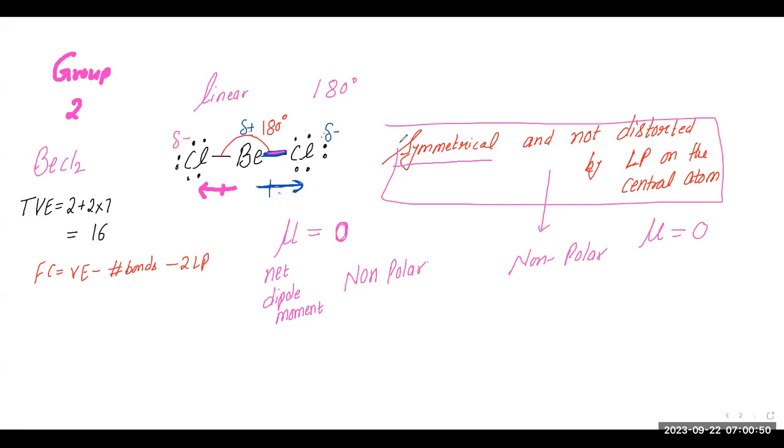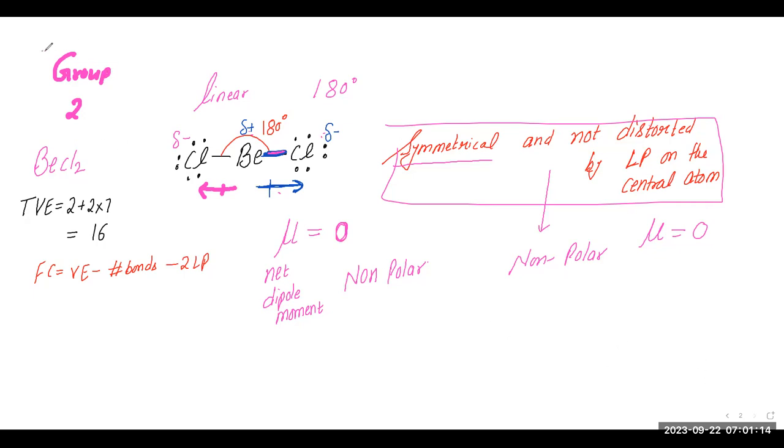So I will be using this. You will draw the structure. You will say, oh, it is symmetrical. Oh, it has no lone pairs on the central atom. So it means there is no distortion. Few exceptions are there, which you will learn. So it means it's non-polar. We are good with this? Anyone has any problem? Ready for another example?